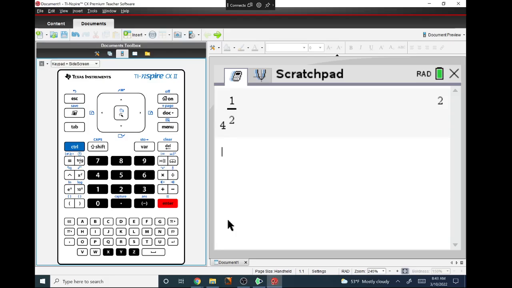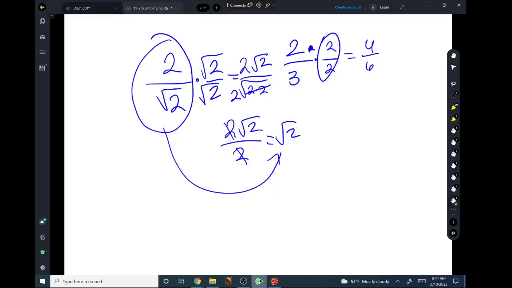Right, let's see if that's true. 2 divided by root 2 is some weird number, yeah? And then just root 2. Same answer. They are equal, yeah? So that is how you, that's called rationalizing a denominator. And you'll do it in geometry next year, periodically. You cannot have radicals in your denominators, all right?